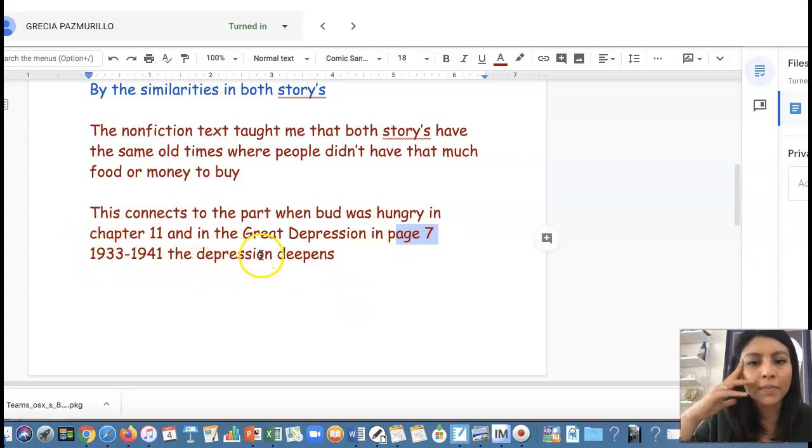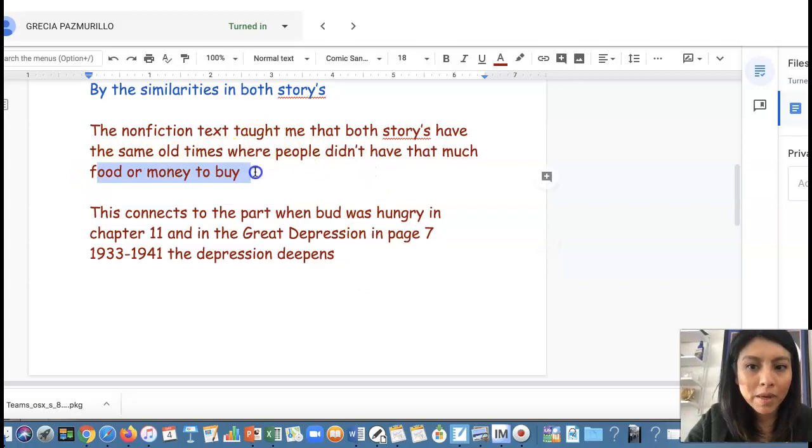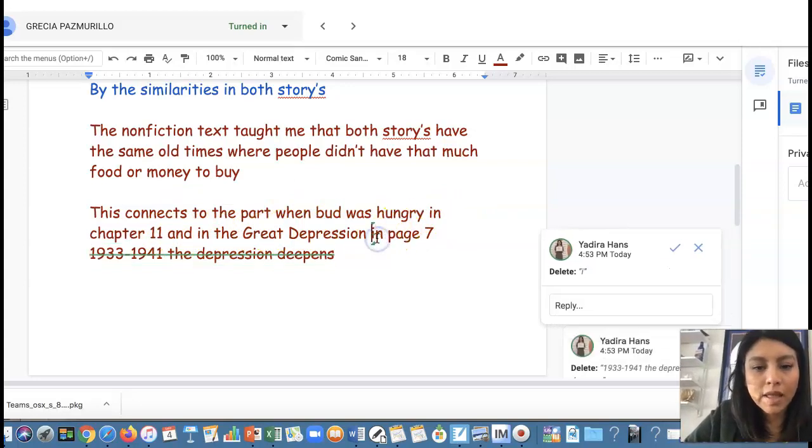1933 to 1941. That doesn't seem like strong enough evidence. It's just something that you kind of just found and plopped in there. So something that would make this work even stronger, a next step, would be to be specific in your evidence. Give a line that really shows that people are without food or money. So let's go back to that text and let's see if we can find a better example. So I'm just going to delete this for her. Delete that. And because I'm the teacher, it just shows that I'm saying delete that. So it says this connects to the part when Bud was hungry in chapter 11 and in the Great Depression on page 7.